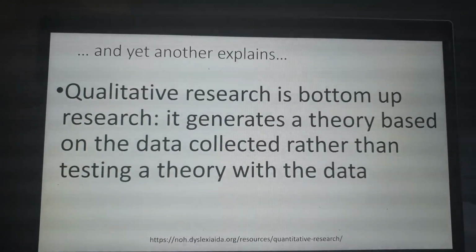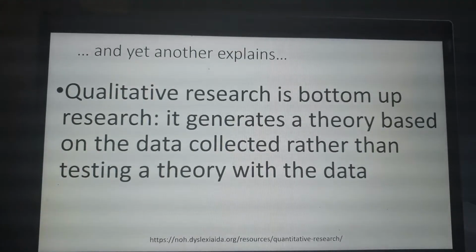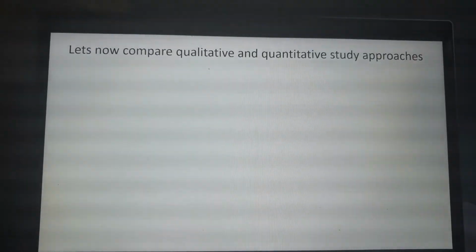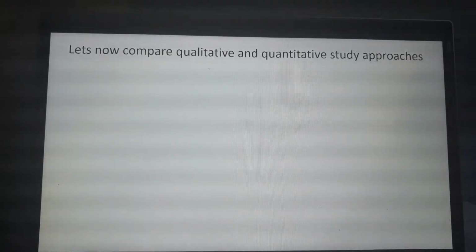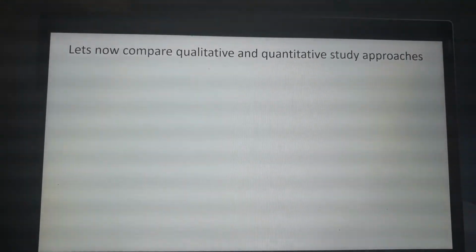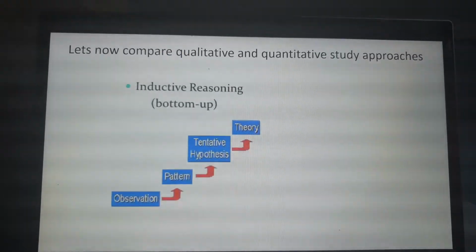That source again. All these are not my words, they are scholars who are debating, and I am simply sharing this with you, my students and my colleagues. And now, let us compare qualitative and quantitative study approaches. There it is.